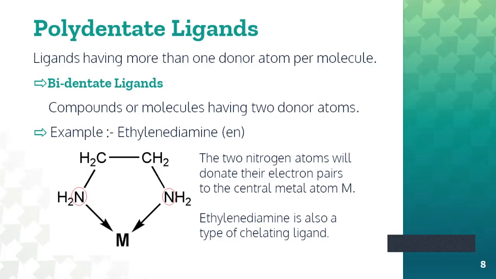You can look at the structure mentioned below. The two nitrogen atoms circled in red are the donor atoms here, and the M mentioned below is a central metal atom or ion. So the two nitrogen atoms will donate their electron pair to the central metal atom M. And ethylene diamine is also a type of chelating ligand. Now I'll discuss this chelating ligand further, as it is a very important point.